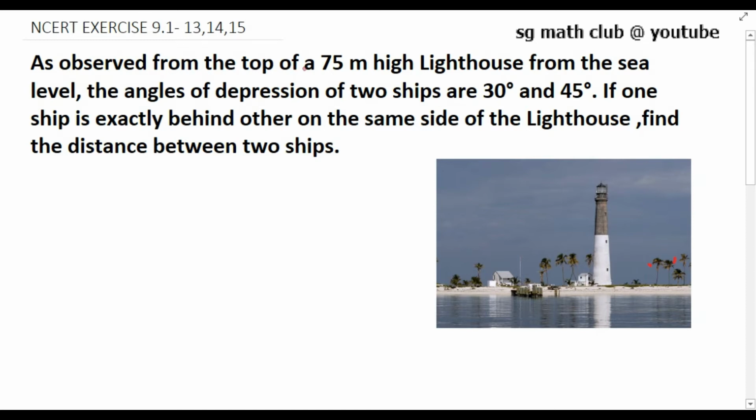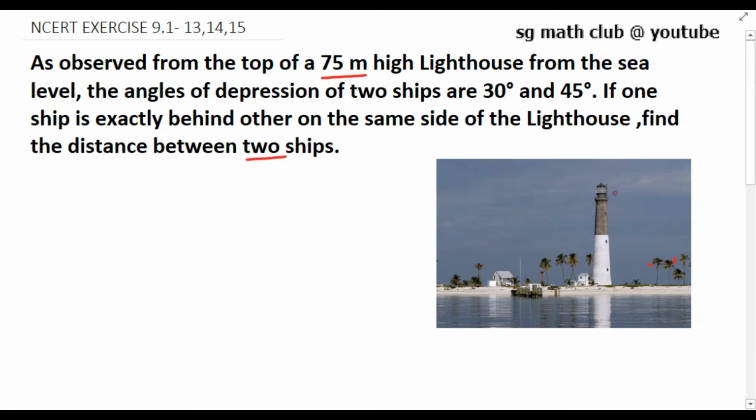As observed from the top of a 75-meter high lighthouse from the sea level, the angles of depression of two ships are 30 degree and 45 degree. One ship is exactly behind the other on the same side of the lighthouse. Find the distance between two ships.